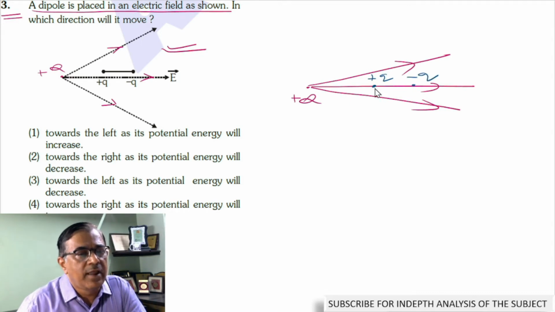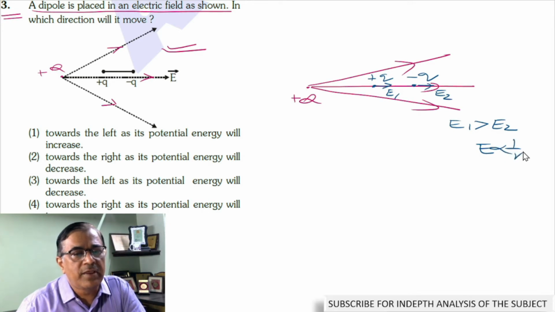Electric field at the point where the plus Q charge is should be stronger than the electric field at the point where the minus Q charge is. So what I mean is that E1 is stronger than E2, and the reason is obvious. This charge is a positive point charge, and hence we expect E proportional to 1 by R square.